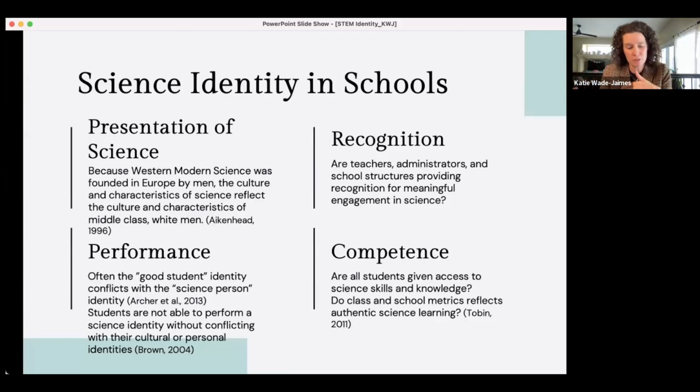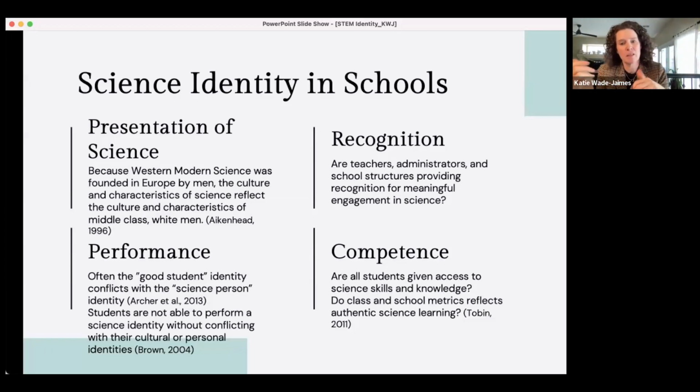When we think about performance of a science identity in the classroom, we see that often students are trying really hard to be this good student identity, right? And being a good student might conflict with what counts as being a science person. So for instance, if being a good student means you're really quiet, you're prepared, you work quickly, those might not be the things that I need to develop in order to be a science person. And we're going to look at an example in just a second. And there's also a lot of research to support that students are not able to perform a science identity without conflicting with cultural or personal identities. And often they would make the choice then that I'm just not going to perform this science identity. It's not for me. I'm not going to try to make myself fit into that mold.